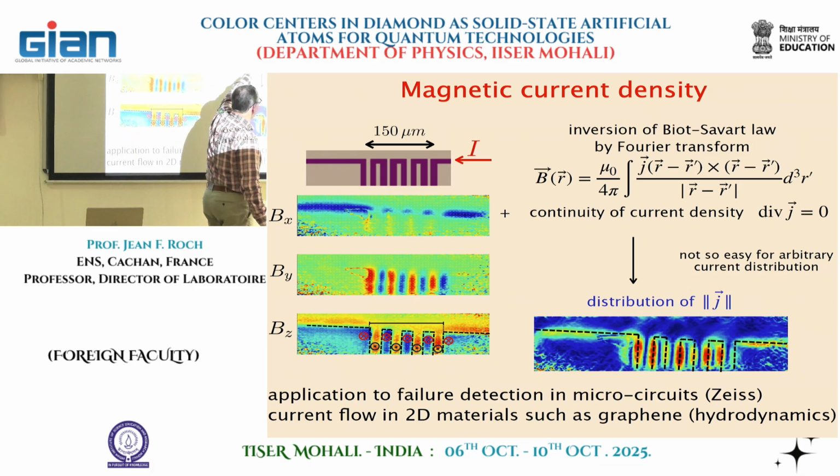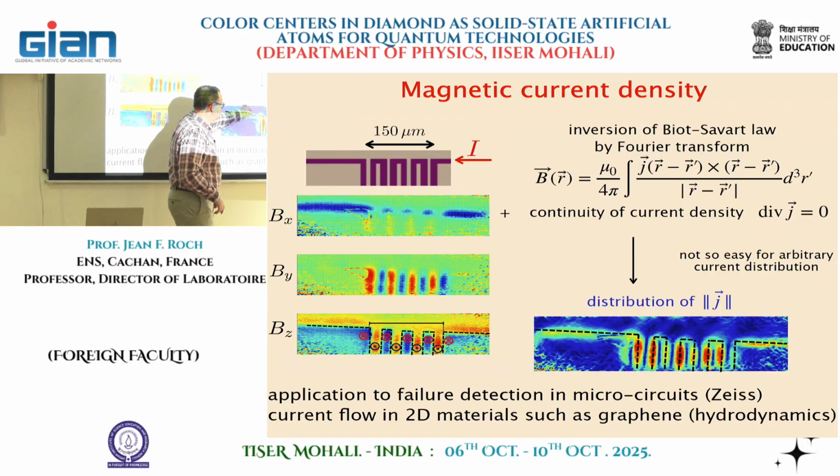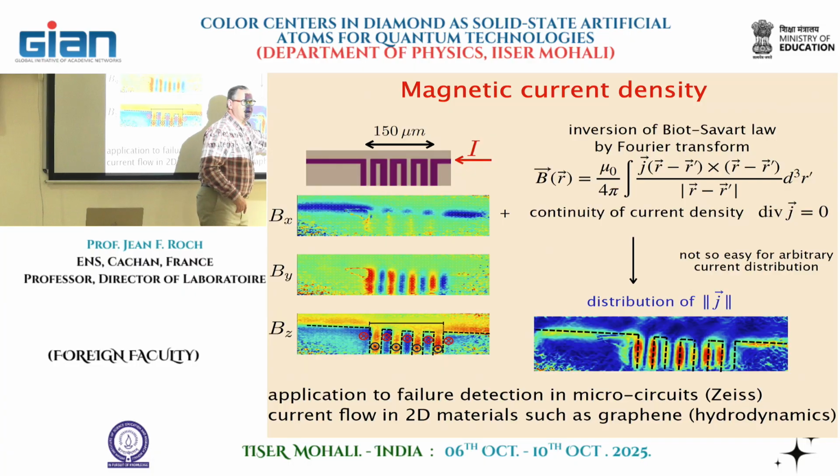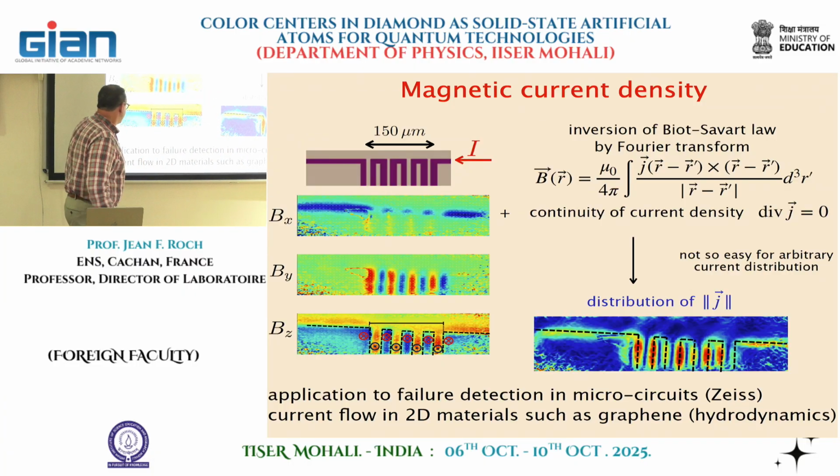You have to take into account some constraints, especially if it's not an arbitrary current distribution. But hopefully, you know a little bit where your current is. And from that, you get the distribution of the current flowing in your microcircuit. And this is quite important, for instance, for failure detection in microcircuits.